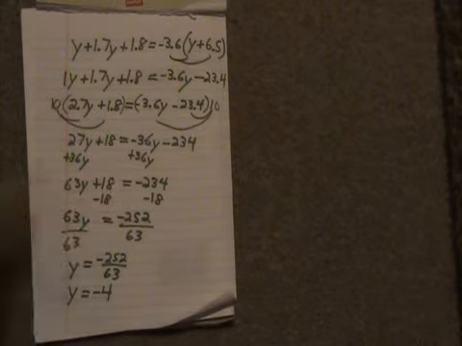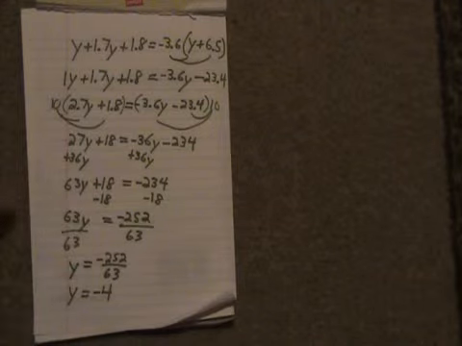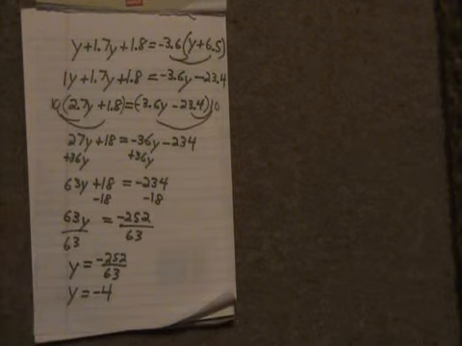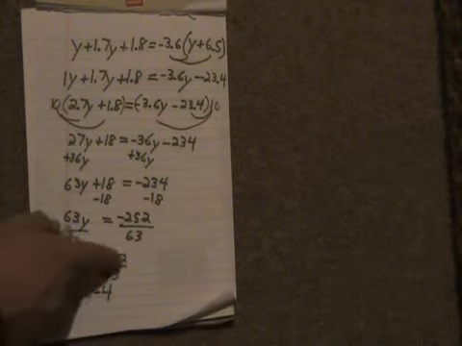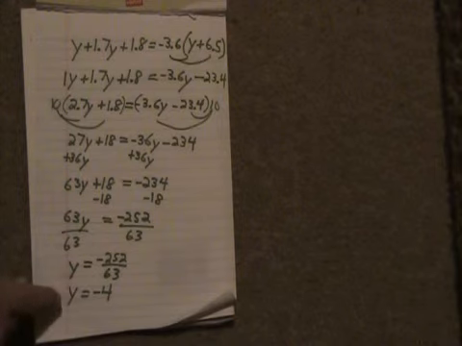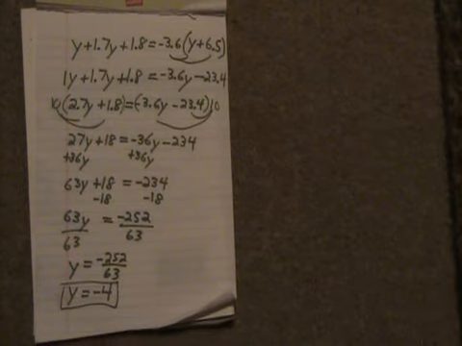Subtract 18 from both sides. That's going to give you 63y equals negative 252. Divide both sides by 63. You're going to end up with y equals negative 252 over 63, and 63 divides into negative 252 negative 4 times. So 4 times, and the sign would be negative, which means that your solution is y equals negative 4.